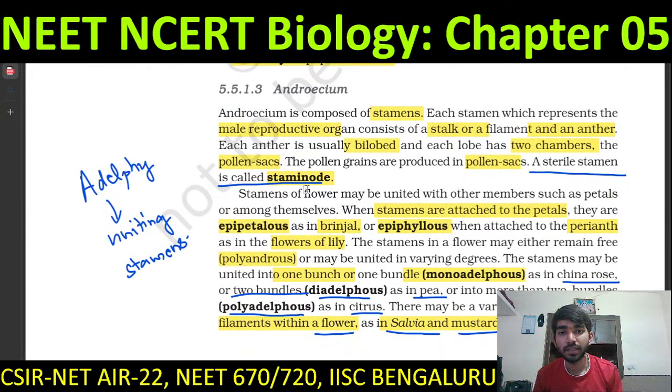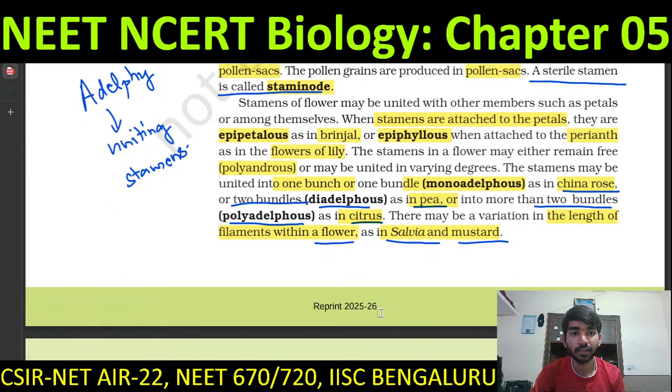What is the sterile stamen? Staminode. Epiphyllous condition is when it is fused with the perianth. Epipetalous is when it is fused with the petal. Example is brinjal here. Then monoadelphous, China rose; diadelphous, pea; and polyadelphous, citrus. If you remember all these examples, it will be very easy. Variation in the length: salvia and mustard.